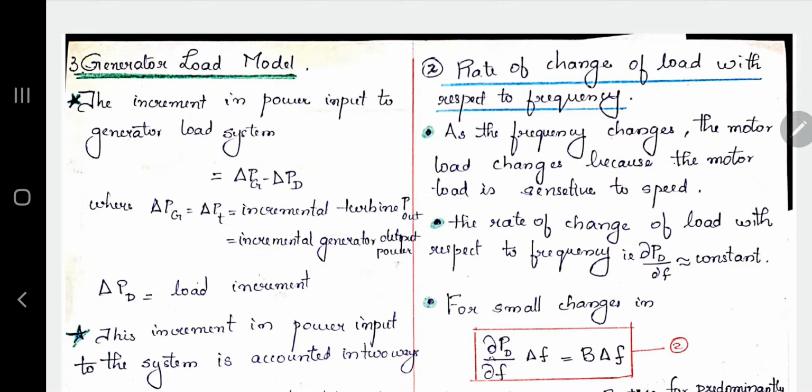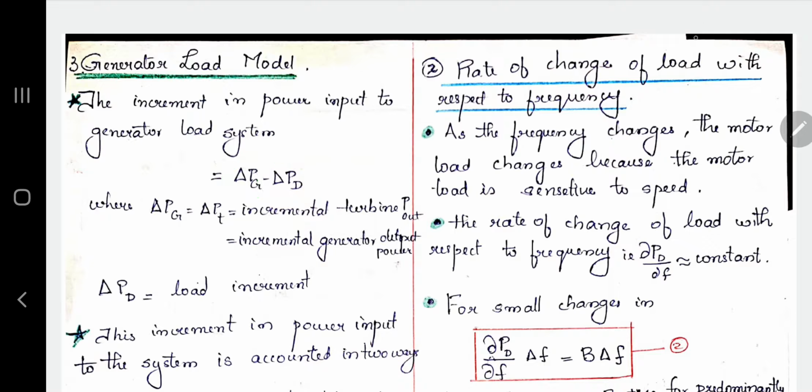In this generator load model we are going to model the system by first finding out the increment in the power input to the generator load system with a change in frequency. With a change in frequency, what is the increment in the power input? How can we represent the change in the power input? It can be represented as delta Pg minus delta Pd. Delta Pg means the increment in the generated power and minus delta Pd means the increment in the load.